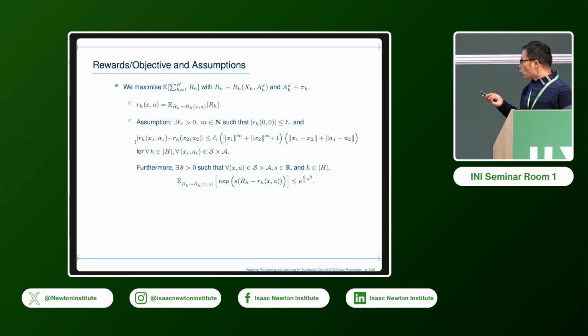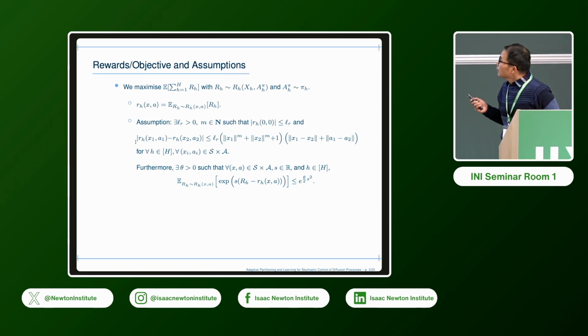And furthermore, we also need the randomness behind the instant reward to be regular enough. So we use this sub-Gaussian property. There exists some theta to control the diversification of this distribution.